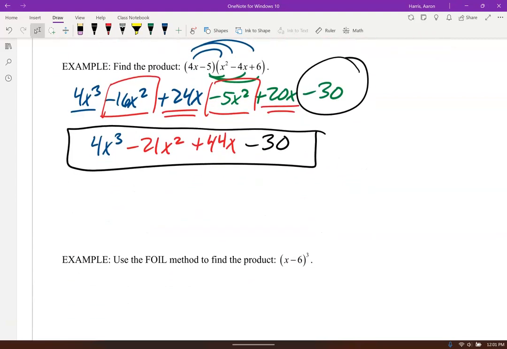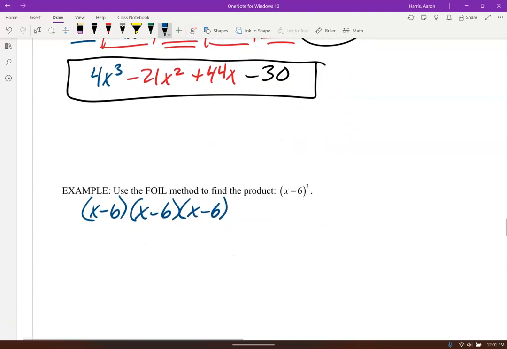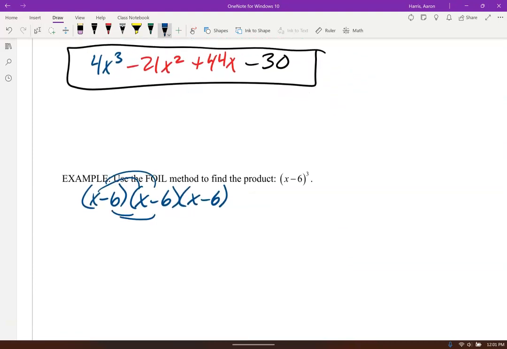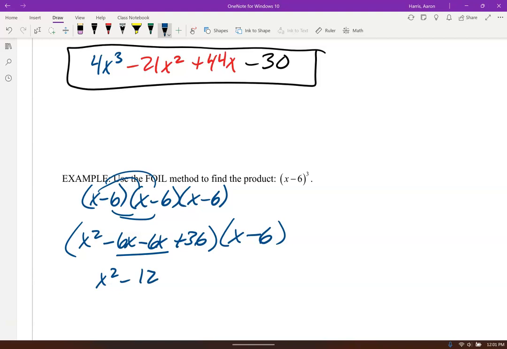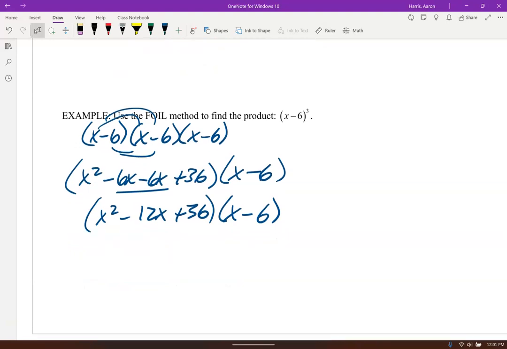Alright, what if you have x minus 6 quantity cubed? So you've got 3 of these. What I like to do is the first two. I'm going to FOIL those. So I get x squared minus 6x minus 6x plus 36. And don't forget you still have this x minus 6 on the end. But I'm going to combine like terms and clean this up. So there's the first two and then the x minus 6. And then I'm just going to take that x through to everybody.